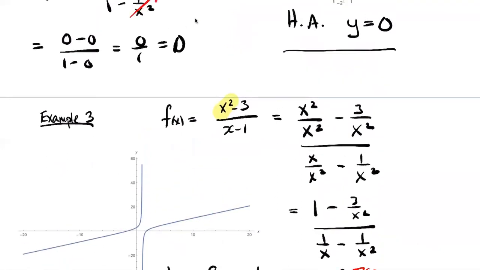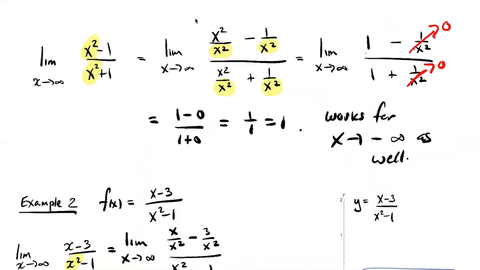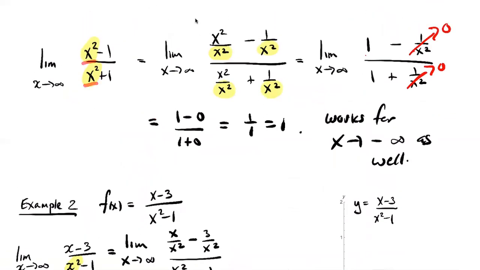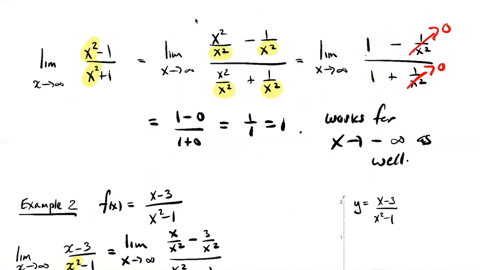Compare that to example 2. In example 2, the highest power of x was in the denominator. So when we divided everything by the highest power of x, the numerator went to 0, but the denominator didn't. We'll always get 0 in that case. And then finally, in example 1, the highest power of x was in both the numerator and the denominator. So when we divided everything by that highest power, any terms that weren't those leading terms went to 0. And so what did we get left with? We got left with the ratio of the leading terms. It'll always work that way.